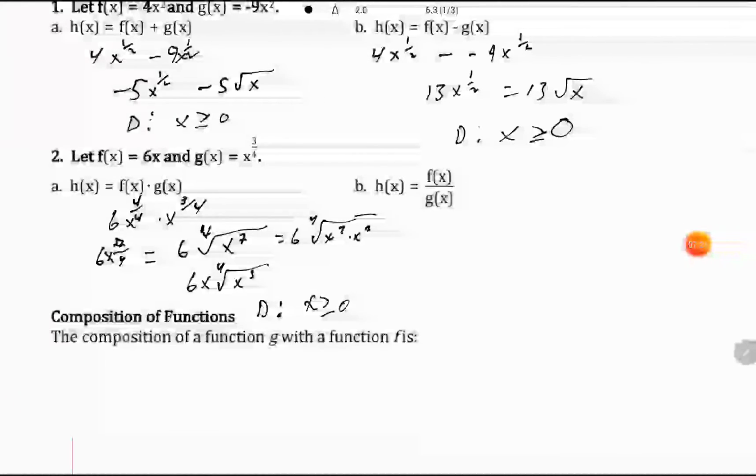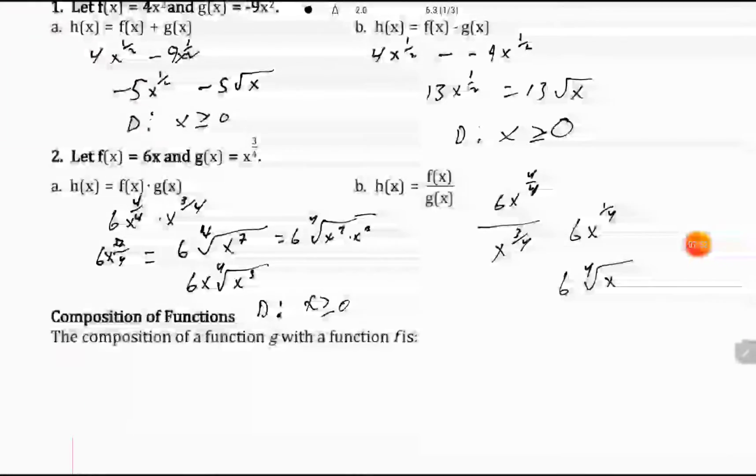Especially with the division problems. But this next one is actually going to be the same. Here we go. F of x is 6x, and we're just going to put 4 over 4 again because we're using fractions, and that'll make it easier on ourselves. Then we're dividing by x to the 3/4. Remember, that's just 4 over 4 minus 3 over 4. So we have 6x to the 1/4, which is the same thing as 6 times the 4th root of x. So, domain: x greater than or equal to 0.